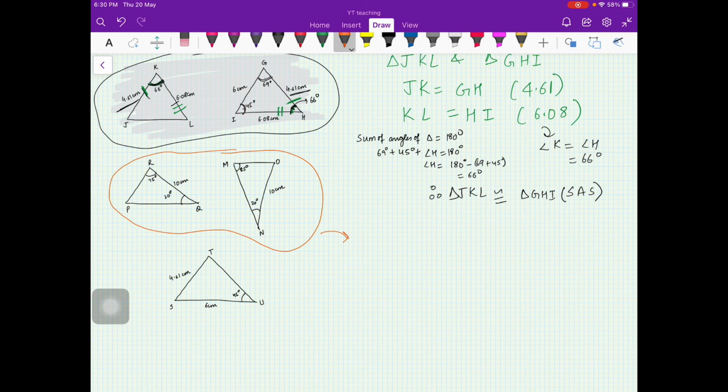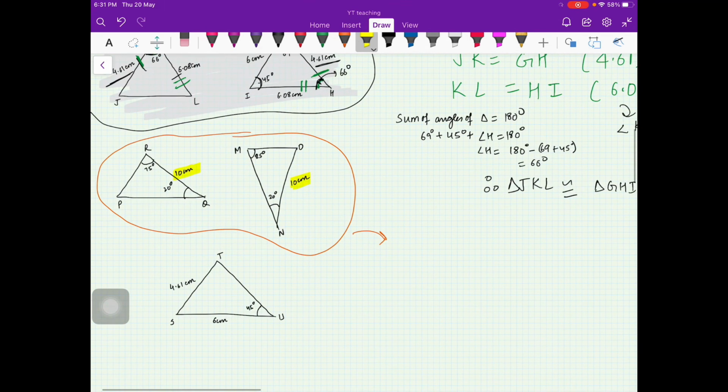So let us see these two triangles here. Can you try to see if they are congruent or not? The first thing you should see is what is equal. Here you see 10 centimeter and 10 centimeter. So I will write down that in triangle PQR and triangle MNO, I can see that QR is equal to NO, each equal to 10 centimeter. So this side is equal to this side, each equal to 10 centimeter.